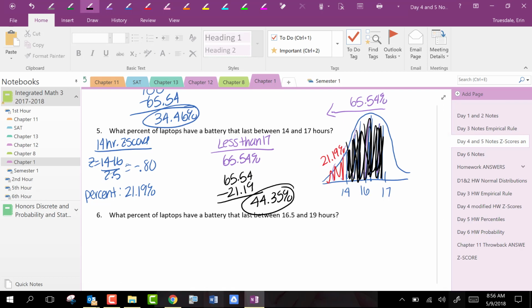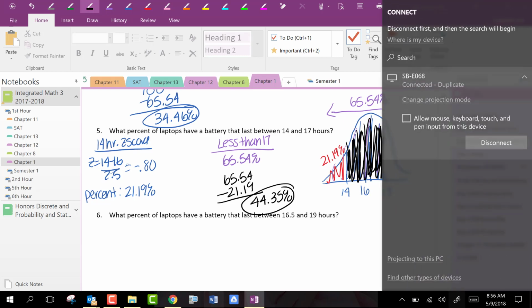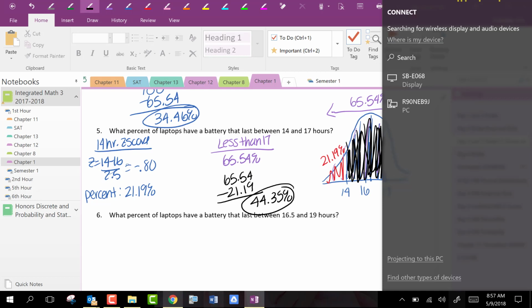Okay, I'd like you guys to try number 6. Once you get an answer, you can check it with either of us, and then you can pick up your homework. Do it the same way that you did number 5. You just have to find both z-scores because we didn't do both of them yet. It's 30.5.